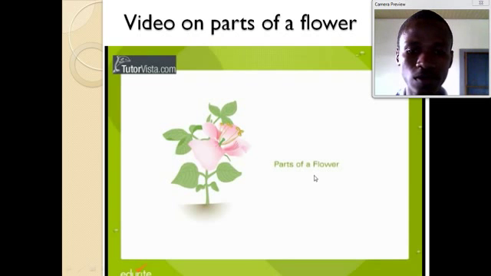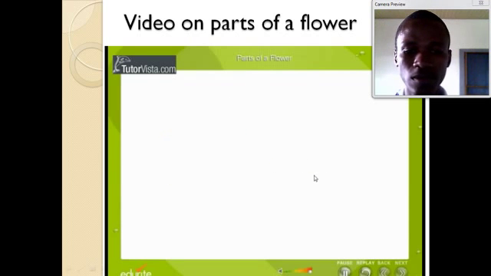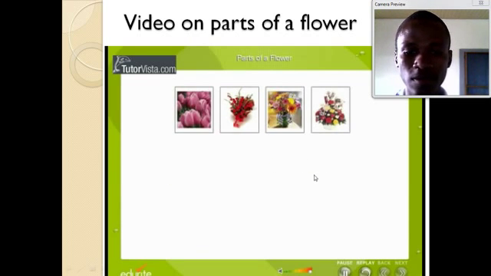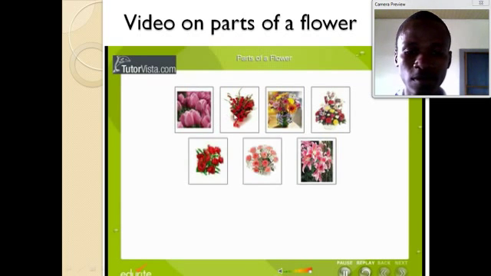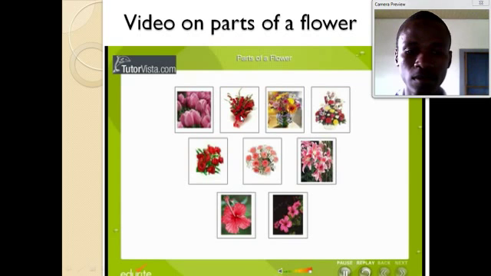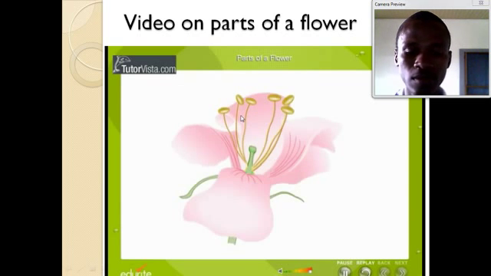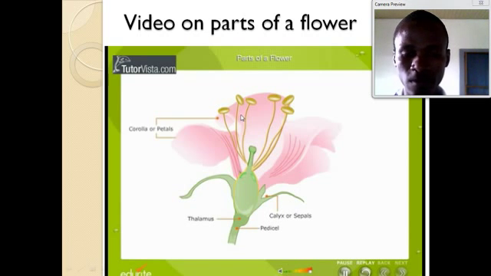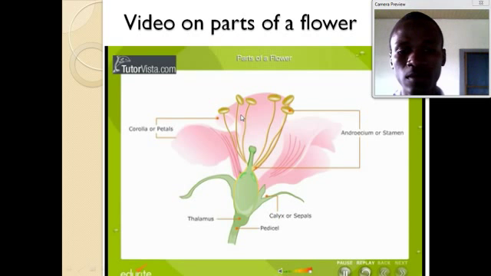Parts of a flower. The flower is a reproductive organ of a plant. Though flowers are of different shapes, sizes, and colors, most flowers have the same basic parts. Let us get familiar with the parts of a flower. The main parts of a flower are pedicel and thalamus, the leaf-like calyx or sepals, the attractively colored corolla or petal, the androecium or stamen, and the gynoecium or pistil.